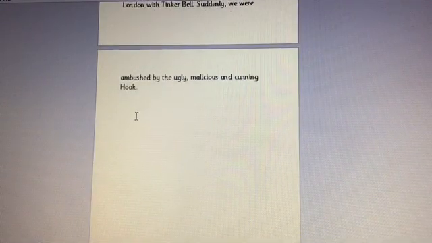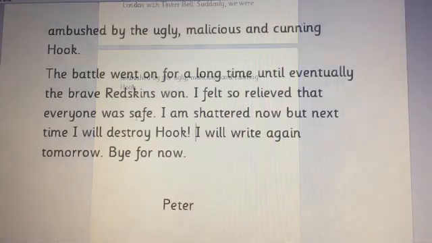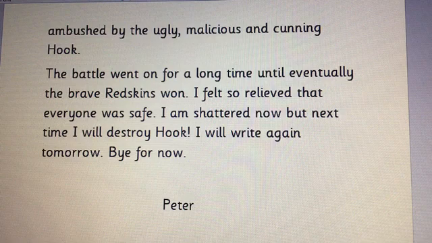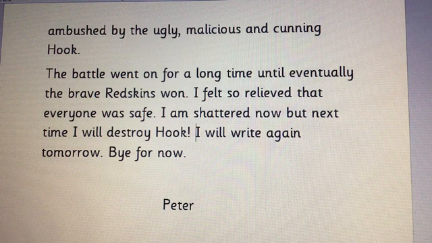In the closing, I'm going to write about what happened in the end. And I'm going to say goodbye to my diary until tomorrow. Here is my closing. The battle went on for a long time until eventually the brave Redskins won. Because remember, Peter thought the Redskins had won. I felt so relieved that everyone was safe. I am shattered now, but next time I will destroy Hook. I will write again tomorrow.